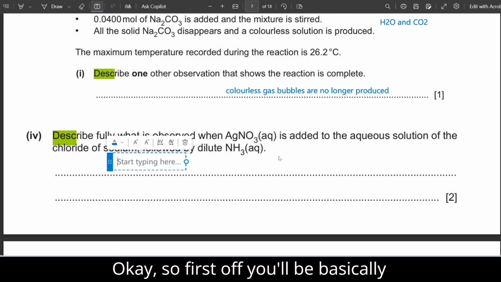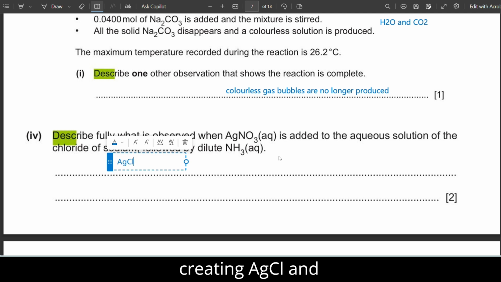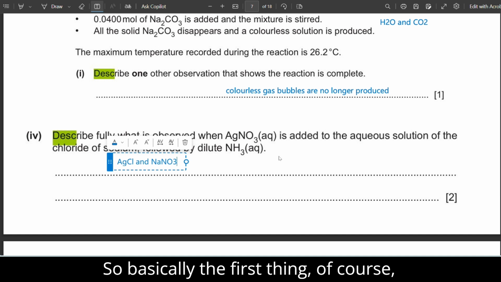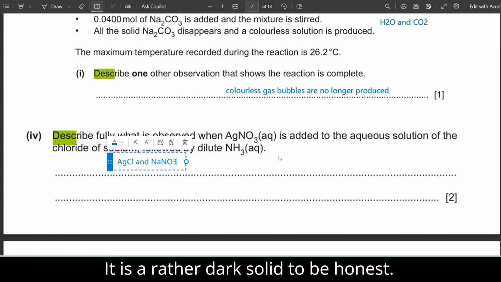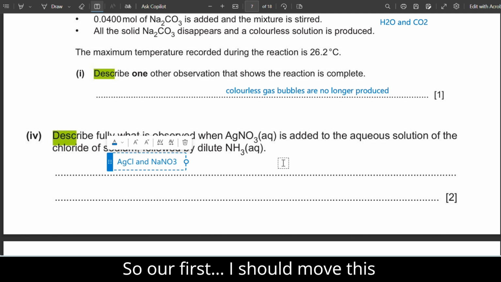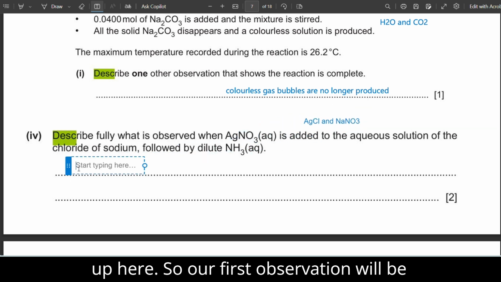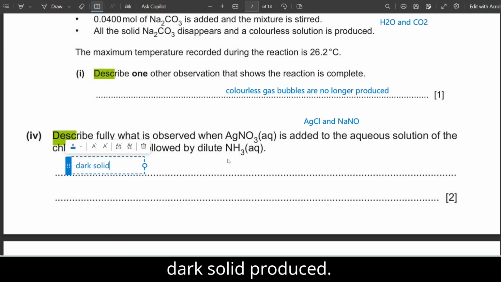Okay, so first off, you'll be creating AgCl and NaNO3. The first thing, of course, is that AgCl we know is a solid. It is a rather dark solid, to be honest. So our first observation will be: dark solid produced.